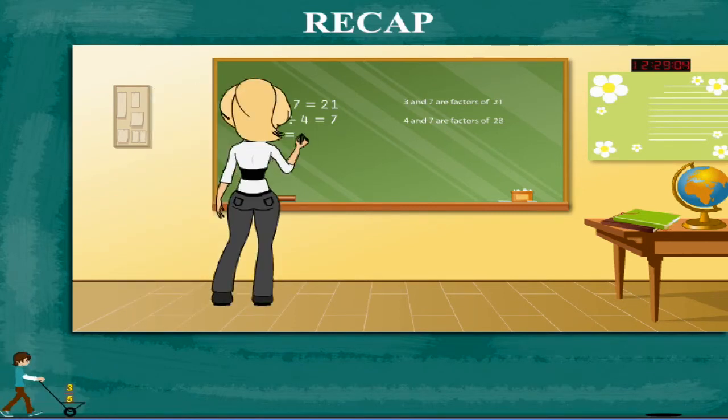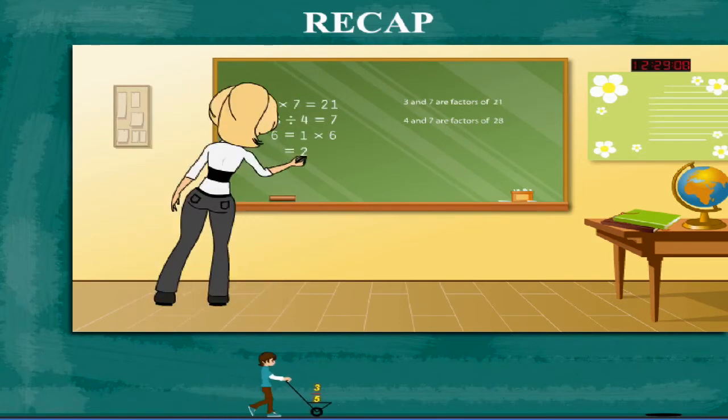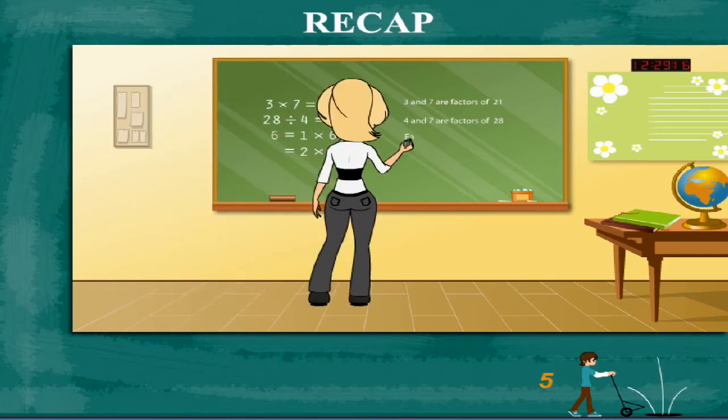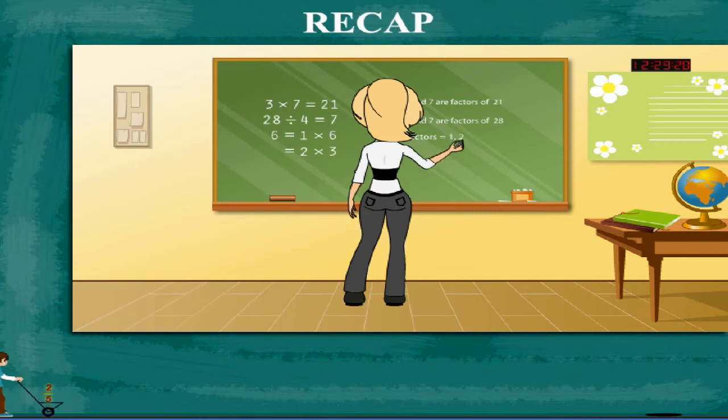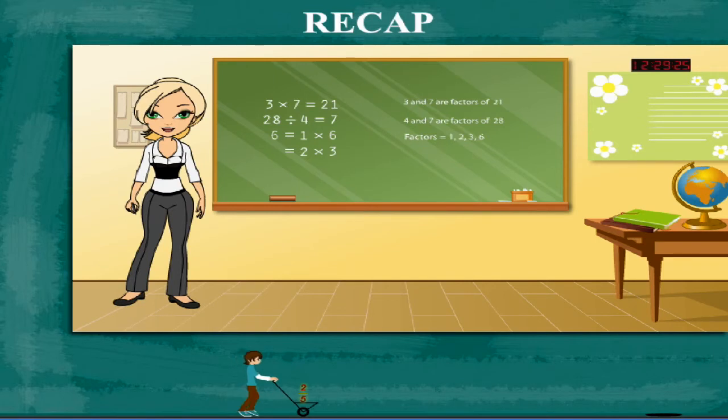Rosie ma'am now writes 6 equals 1 into 6 and this is equal to 2 into 3. She explains that factors in this case are 1, 2, 3 and 6. We'll remember this, Rosie ma'am.